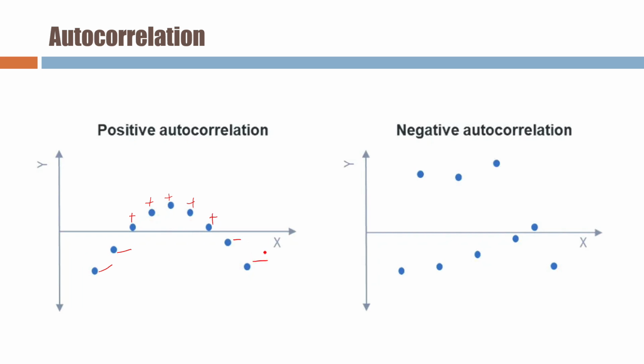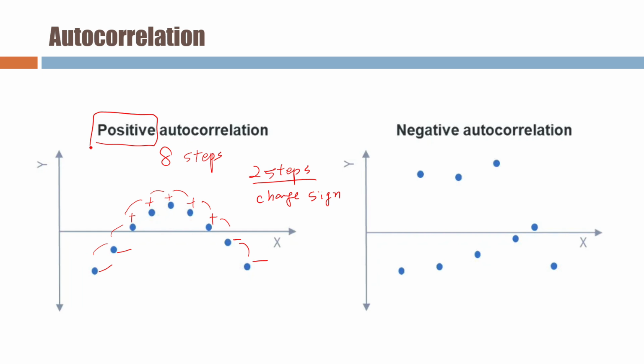Actually, out of how many times this changes? 1, 2, 3, 4, 5, 6, 7, 8. So 8 steps. Out of 8 steps, only 2 times it changes the sign, right? Other than that, 6 steps maintained the same sign as the previous data, right?